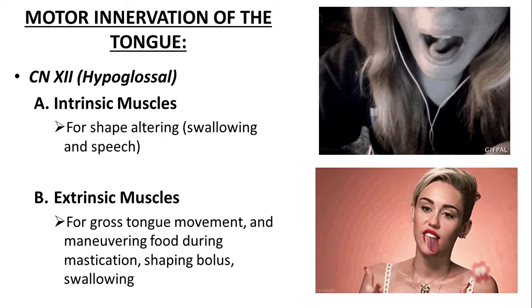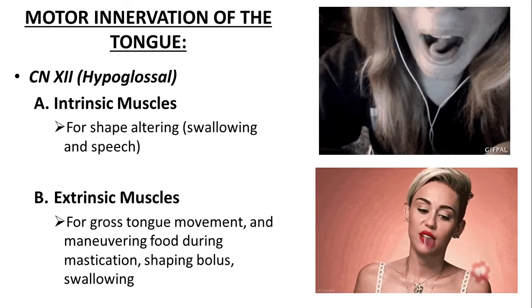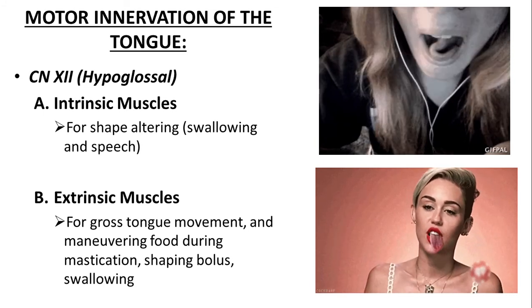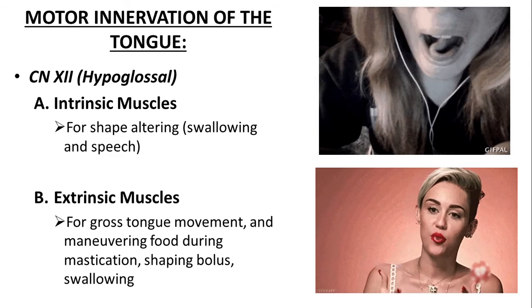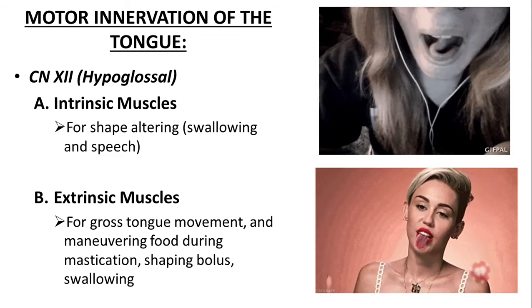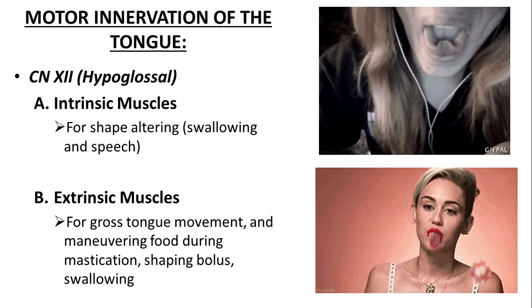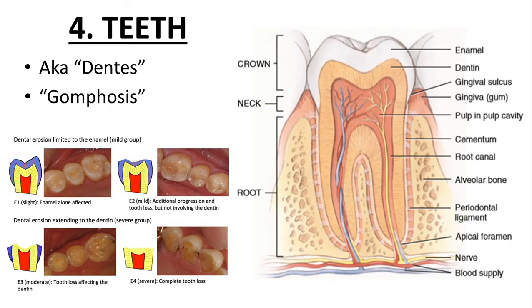For the motor innervation of the tongue, it's CN12, your hypoglossal nerve, and it controls intrinsic and extrinsic muscles of the tongue. Intrinsic muscles for altering shape, usually for swallowing and for speech, and for extrinsic gross movement, which helps with the process of swallowing. Then you have your teeth, also known as dentes. So they form a type of fibrous joint with your mandible, also known as your gomphosis.